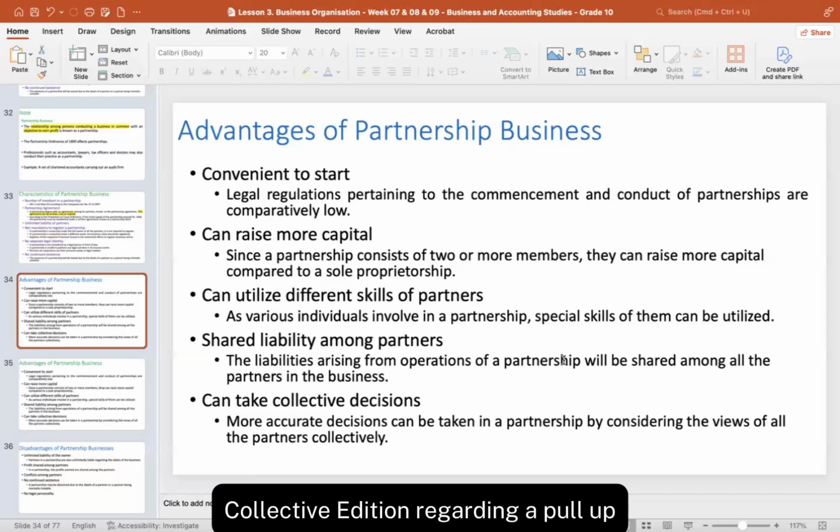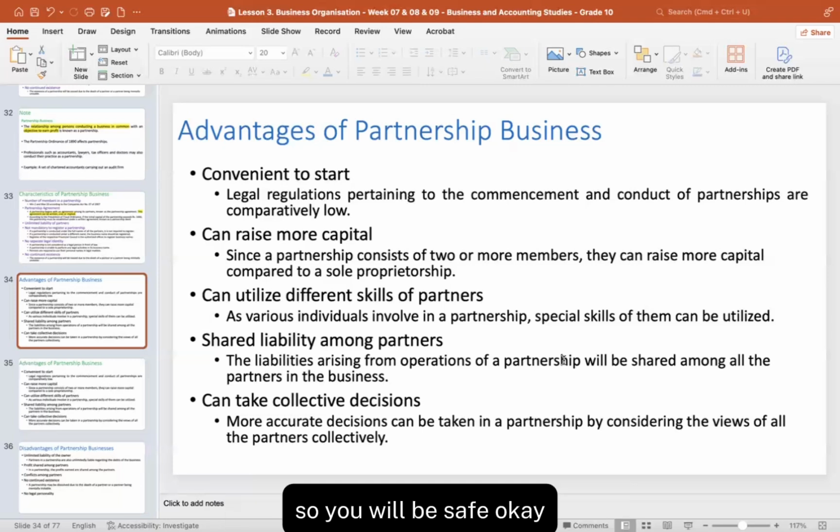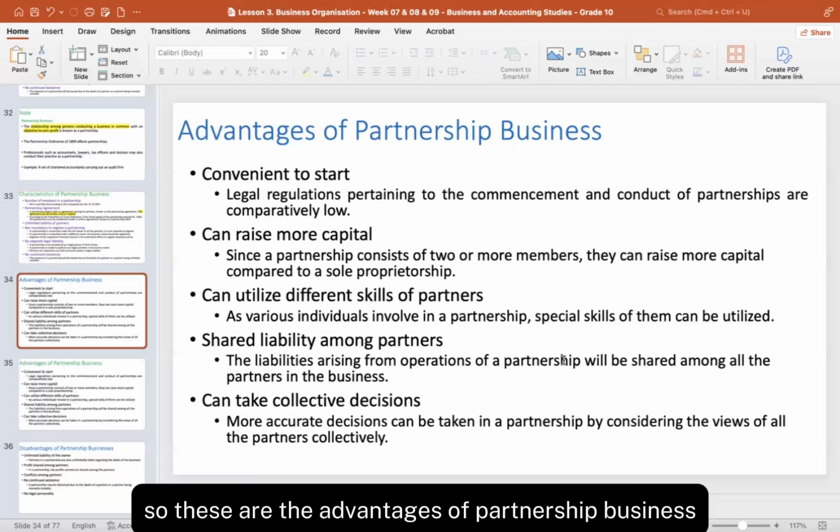Collective decisions can be taken. So you will be safe. Okay. So these are the advantages of partnership business.